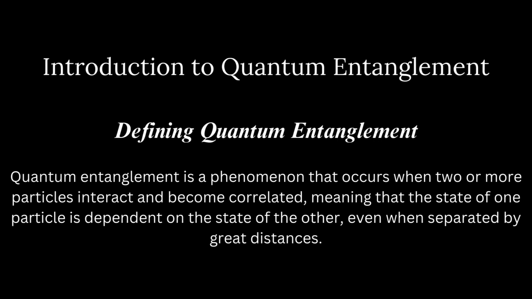Introduction to quantum entanglement. Defining quantum entanglement. Quantum entanglement is a phenomenon that occurs when two or more particles interact and become correlated, meaning that the state of one particle is dependent on the state of the other, even when separated by great distances.